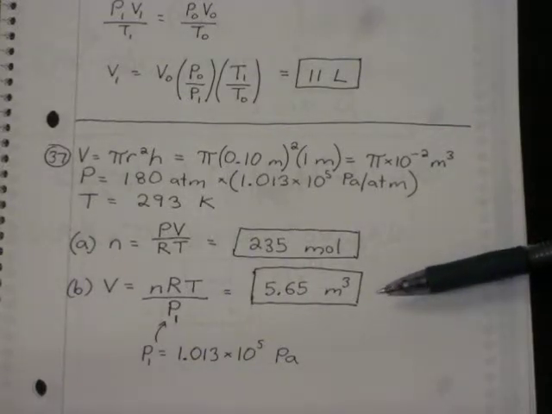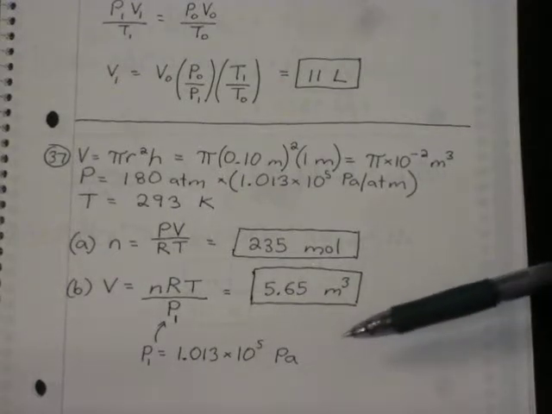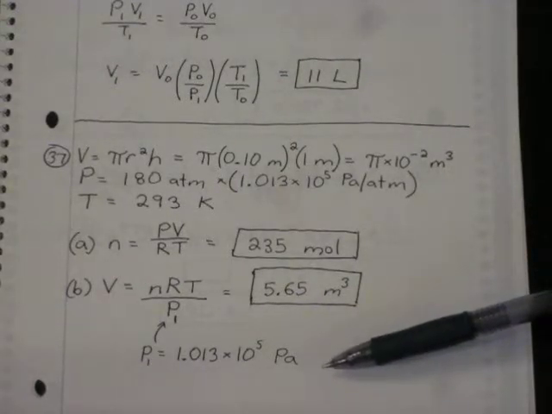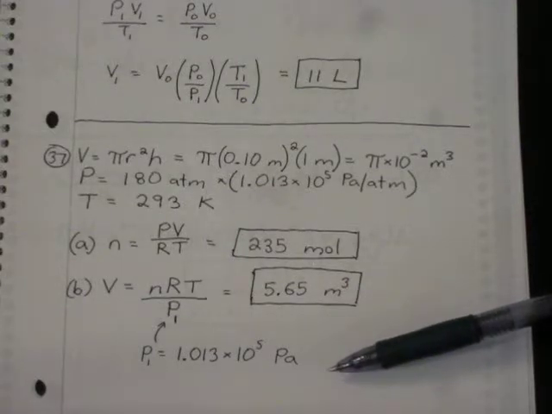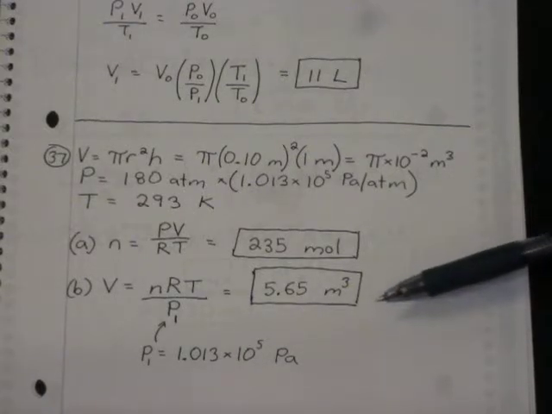Then we're going to change it, solving for volume, with a new pressure of 1 atmosphere, which is 1.013 times 10 to the 5th pascals. And so it has been reduced down to 5.65 cubic meters.